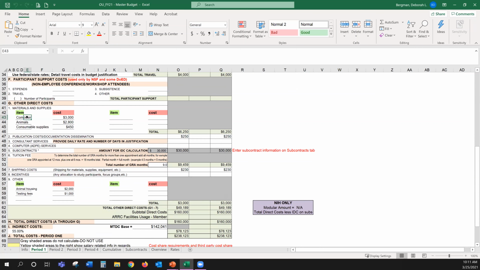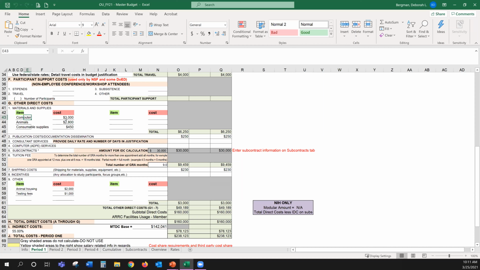Okay, materials and supplies. Materials and supplies includes project-related expendable supplies and items that do not qualify as equipment, such as computers or laptops that would be under $5,000. The purchase of animals for research would also go under materials and supplies. And the same as with equipment, you'll list them individually in this section.